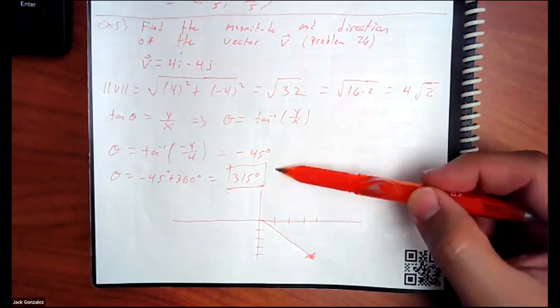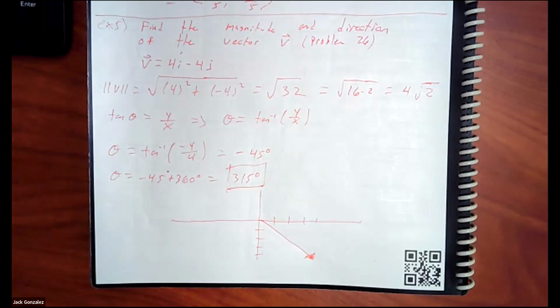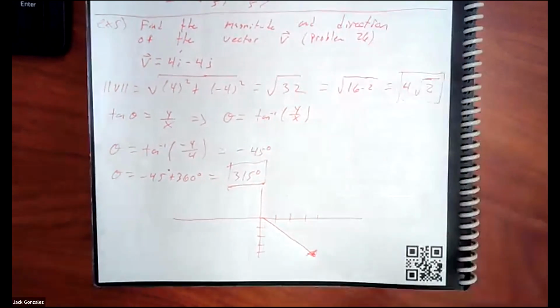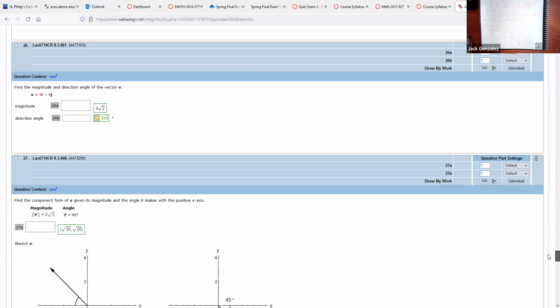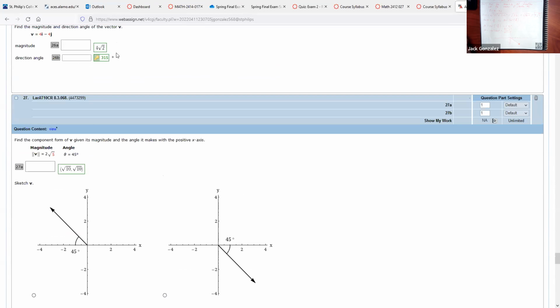I believe the homework wants the positive. I think. Let's check. So here's the magnitude. You said it was problem what? 20 something? 26. Yeah. See, they want the positive. Any questions on finding the angle?